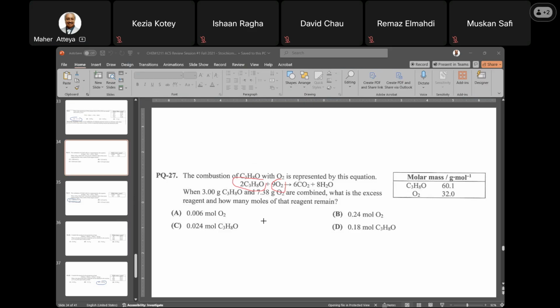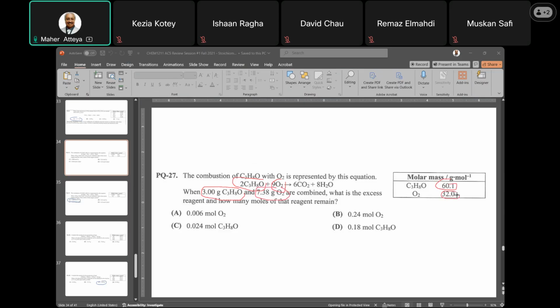Well, you have to transfer the grams of each reactant into moles, as we said before, by dividing them by their molar mass. This organic compound is combusting to give CO2 and H2O, and we divide the oxygen amount, the grams, by its molar mass. So now I get the number of moles.